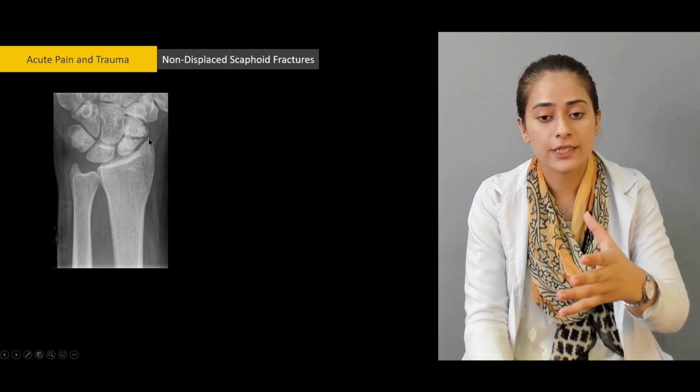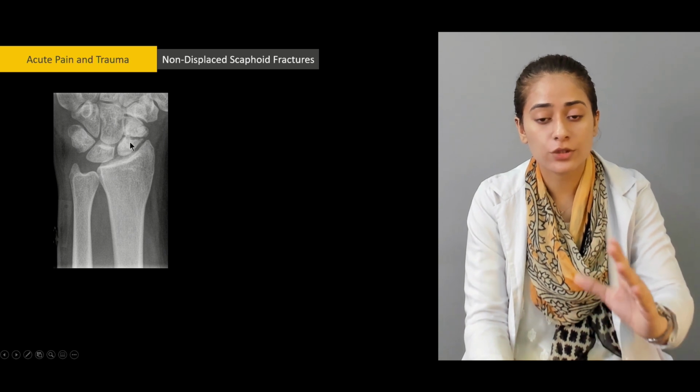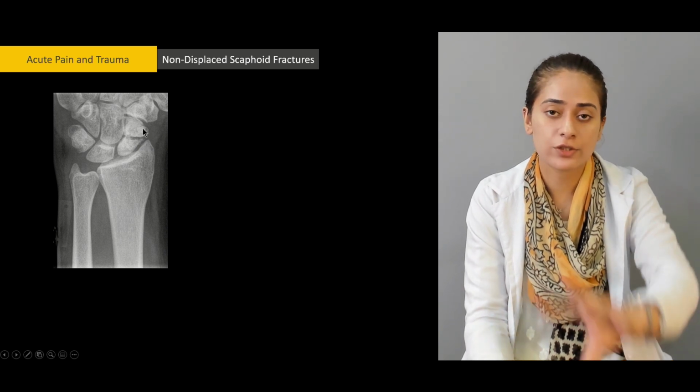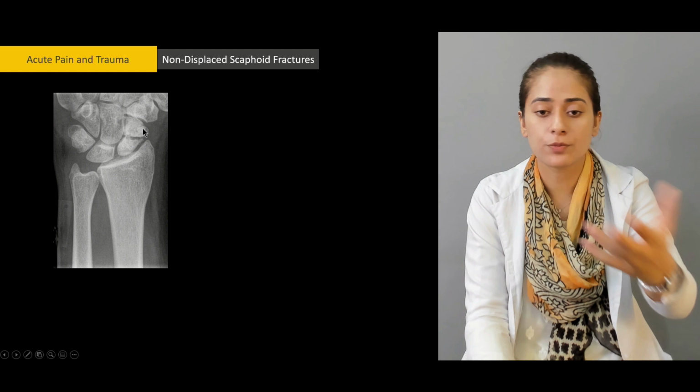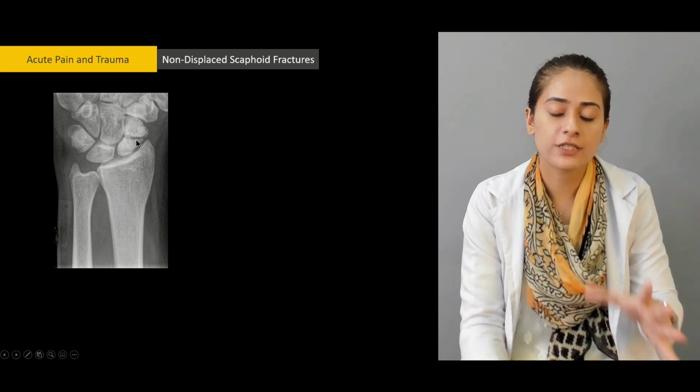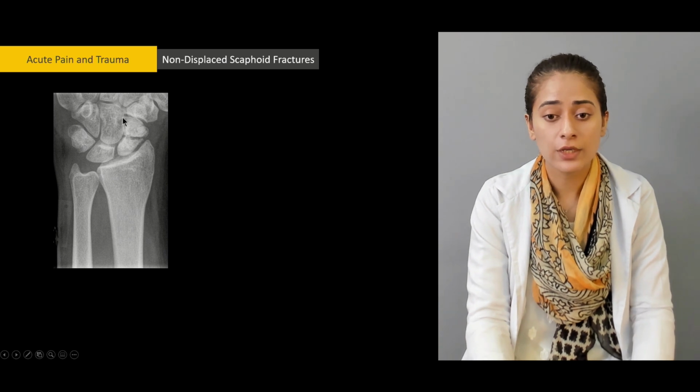It is actually a through and through fracture, but it would be displaced if this fragment was either touching the radial head, or this fragment was actually inverted on its side, or because of some ligamentous pull was not in its anatomical position. So right now it is in its anatomical position and is not displaced.